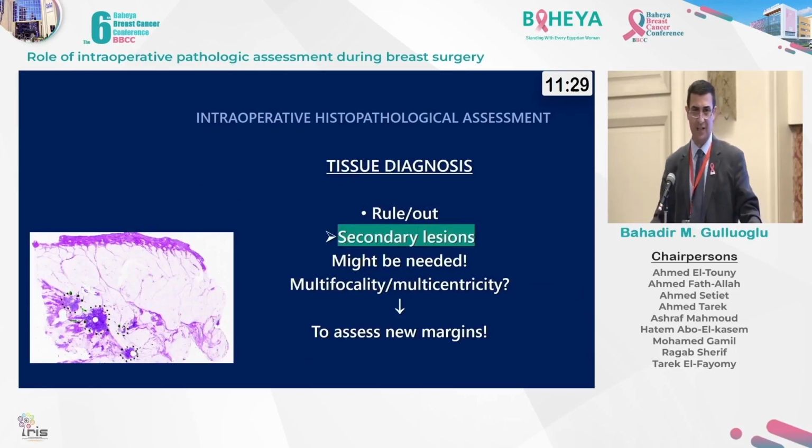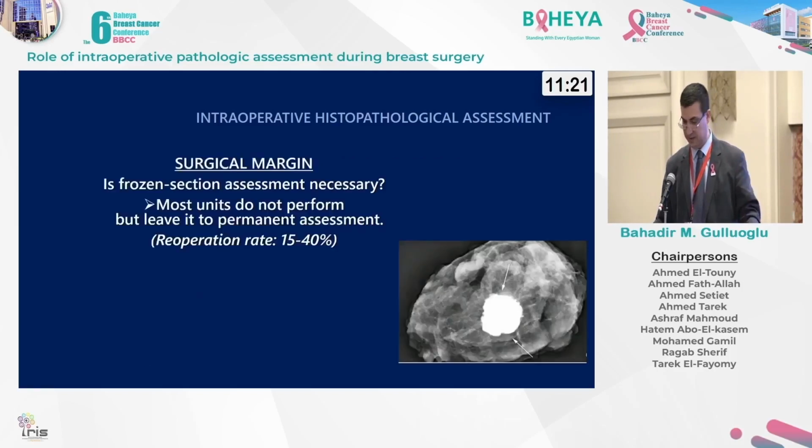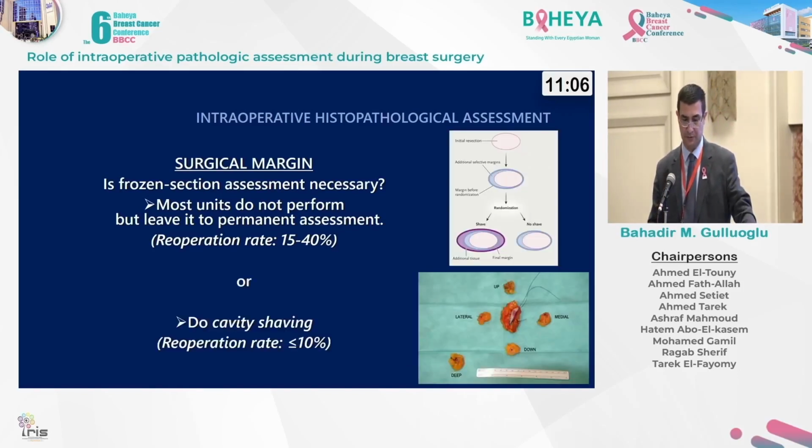The secondary lesions are those lesions that you find coincidentally during the surgery, and you can send them to see whether this is a secondary tumor or not. That could be understandable. For the surgical margin, the frozen section assessment is necessary. Most units do not perform it, but leave it to the permanent assessment, especially in the United States because of the cost, but the reoperation rate is from 15% to 40%.